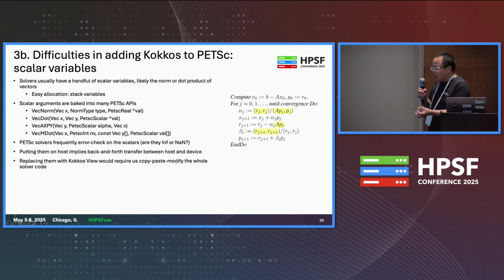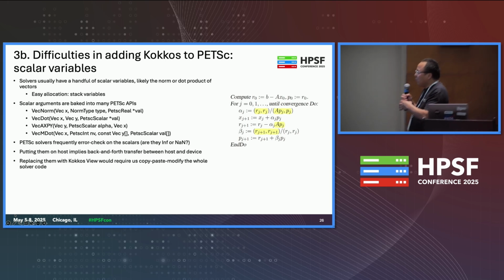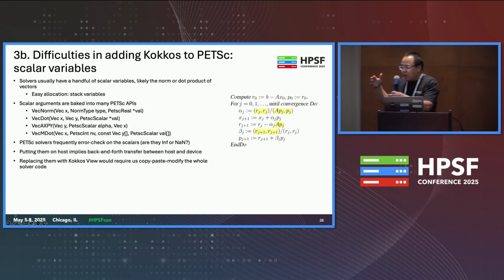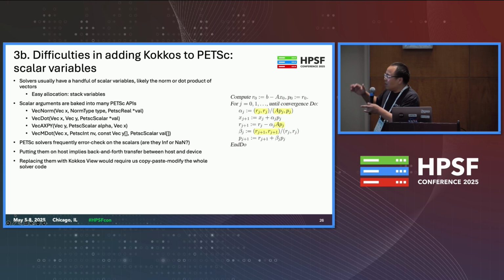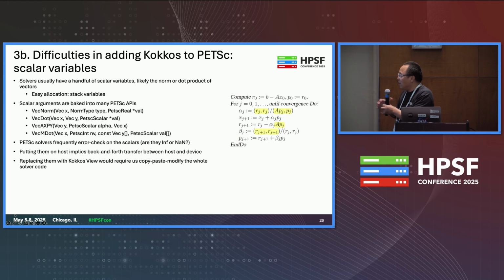Because we want to check whether the norm is good, we currently do that on the host. What structures should we use to move these scalar variables to the device? Currently, I have no approach. If I wanted to insert some C++ structure, then I could not reuse the existing PETSc solver code. That's a headache for me.